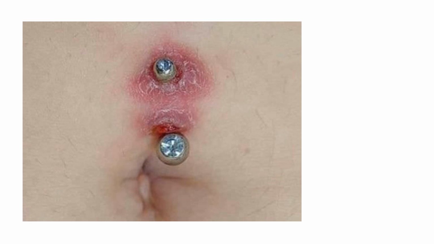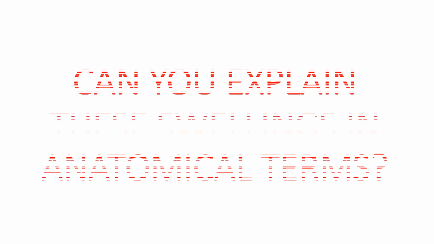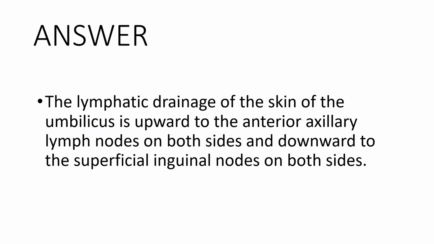seen around the umbilicus. Then after the first week, she found painful swellings in her right and left armpits, and also swellings in the right and left groins. Now, can you explain these swellings in anatomical terms? Let us focus on those symptoms.